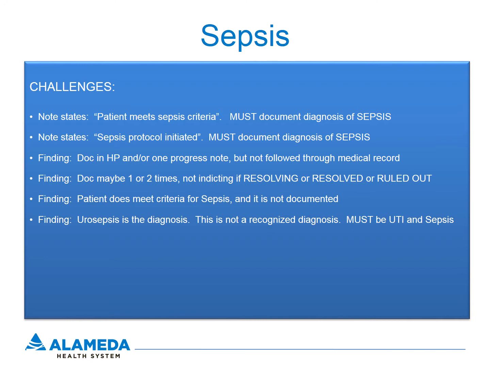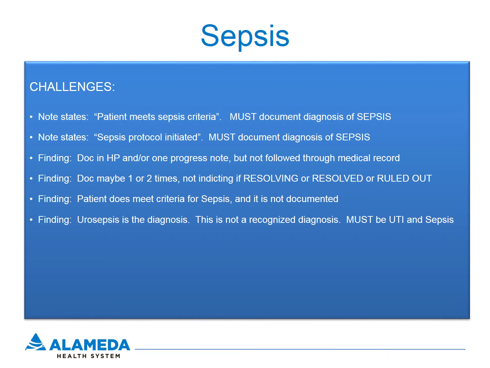So one of the first challenges is we'll come across a note that will state, patient meets sepsis criteria. That is not an acceptable diagnosis, even though the word sepsis is used. You must document a diagnosis of sepsis in the problem list. Just documenting a narrative of patient meets sepsis criteria is not acceptable. Also, we will come across a note that might state sepsis protocol initiated. Same rationale as the first one. We must have you document the diagnosis of sepsis in the problem list. Even though you did initiate the sepsis protocol, that doesn't suffice as a diagnosis.